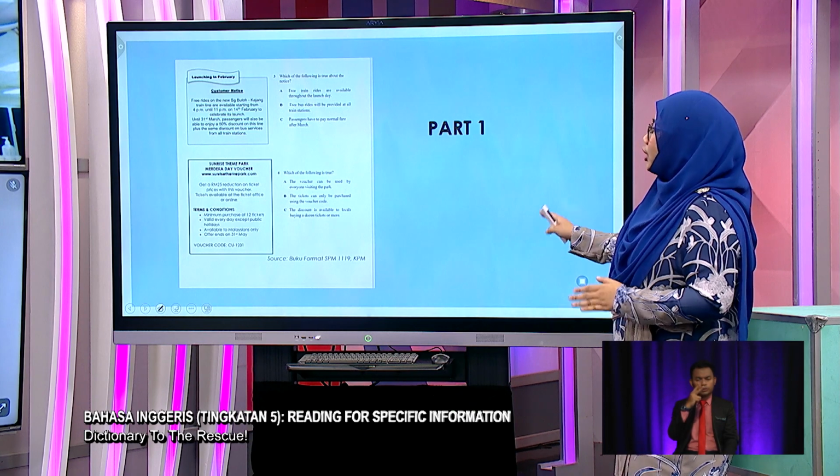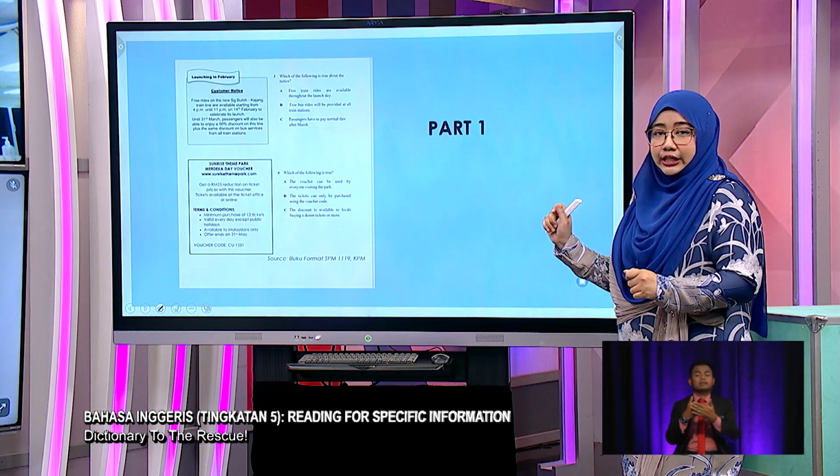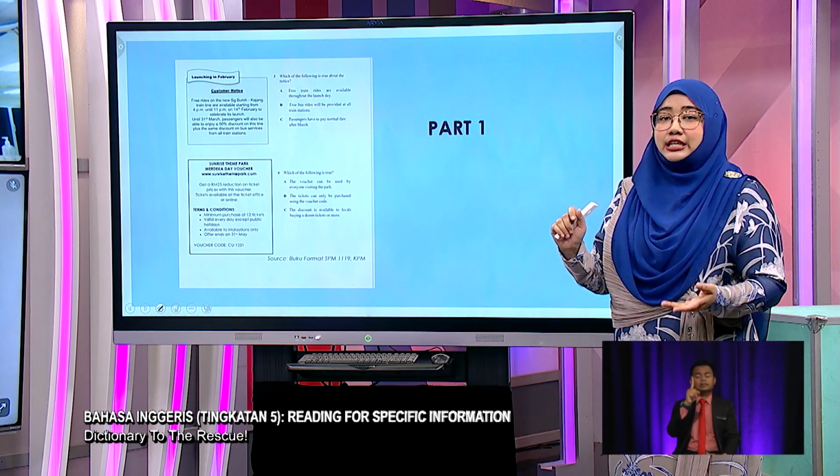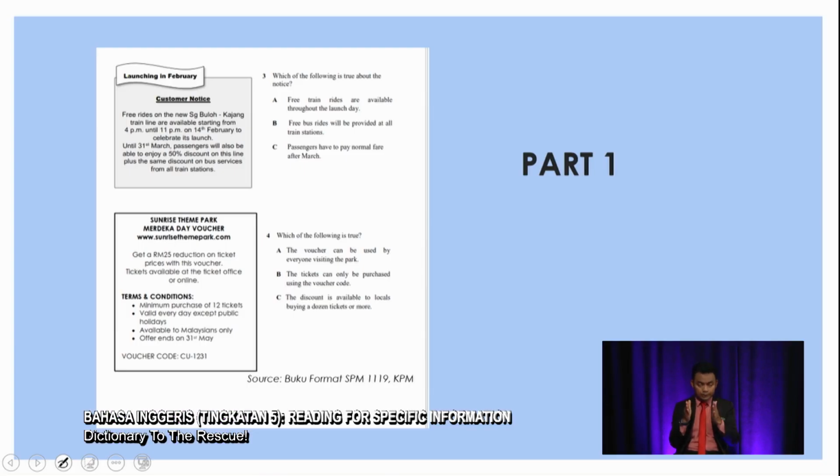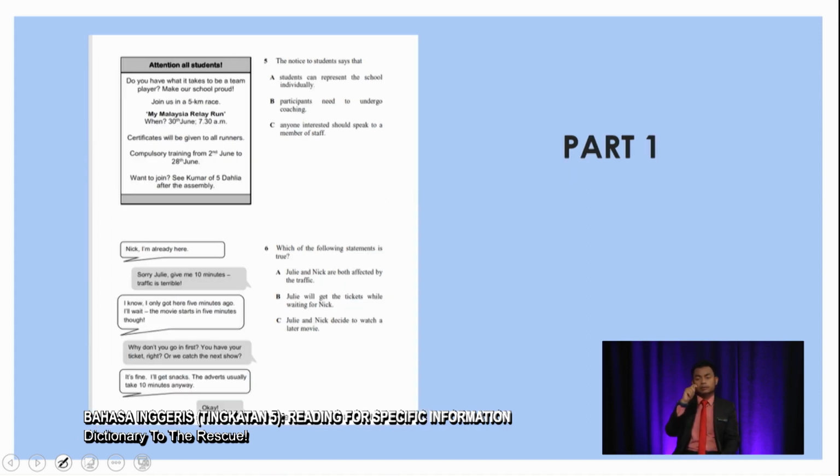Okay, so now we are going to look closer at each of the parts. So this is part 1. For part 1, it's what we call shorter text. As you could see over on the left-hand side, there would be 2 questions over there. And there would be several types of short text. For example, the first one is a notice, and the second one is a voucher.